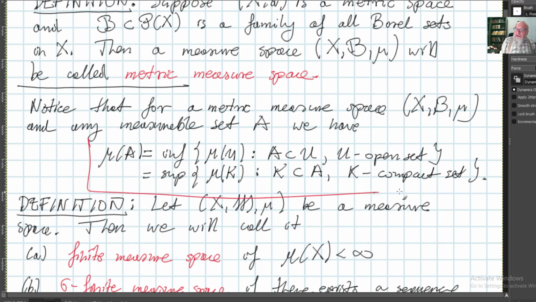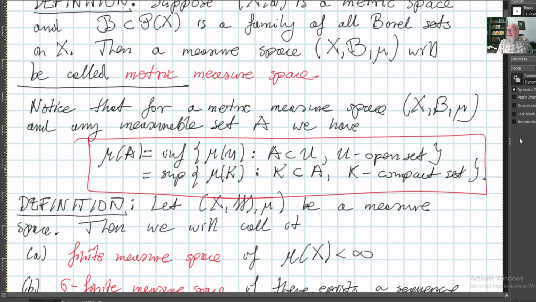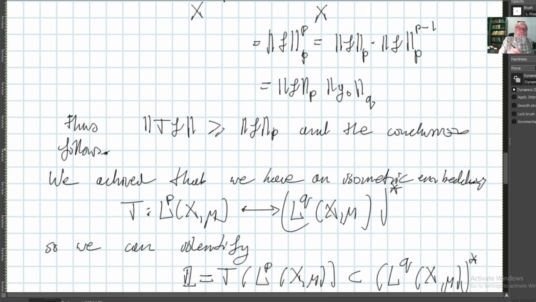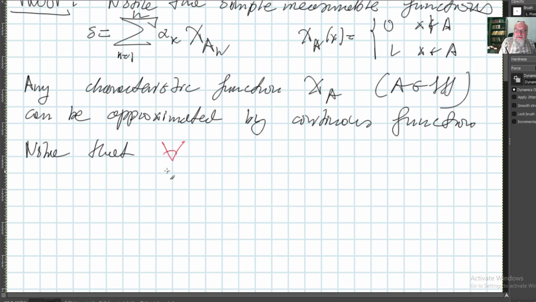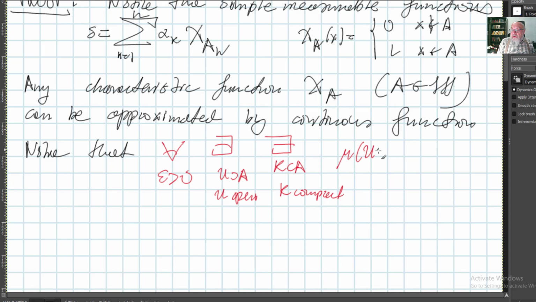So we have this relation: the measure of any measurable set A is actually the infimum over the open sets U containing A, and the supremum over the compact sets K contained inside A. So, in such a case, notice that for every epsilon larger than 0, there exists an open U containing A, and there exists a compact K contained in A, such that the measure of U minus K is smaller than epsilon.